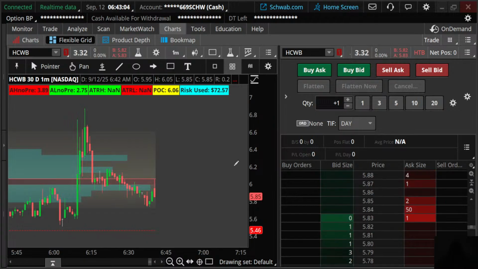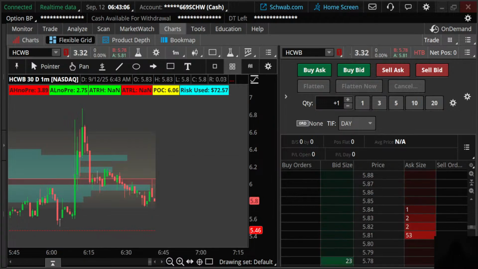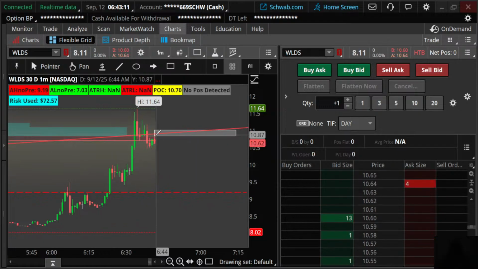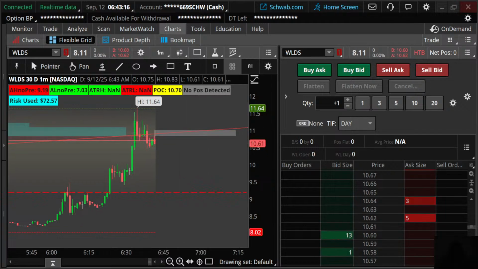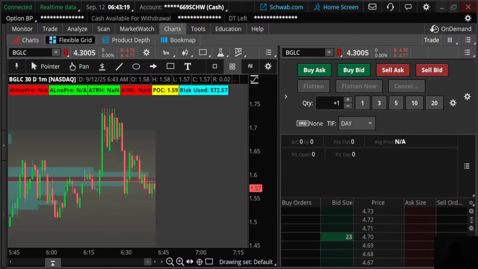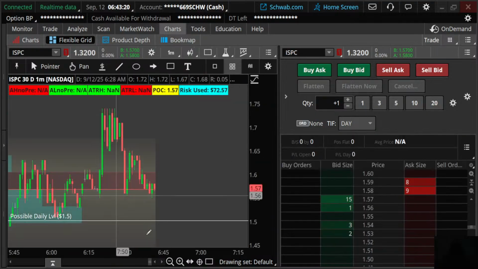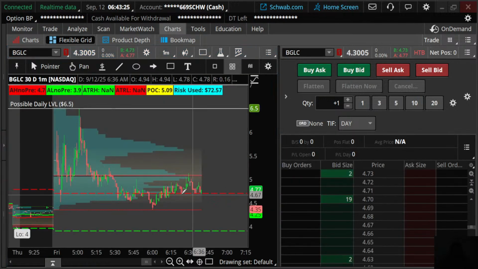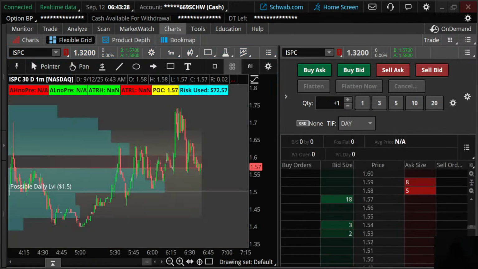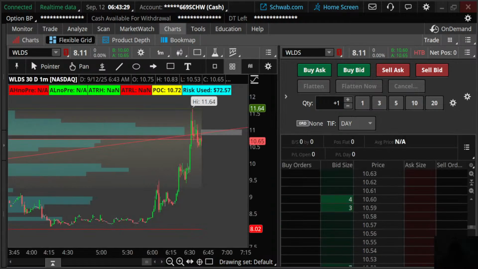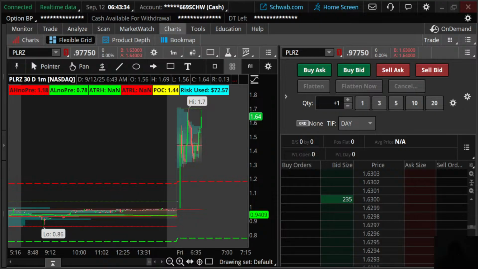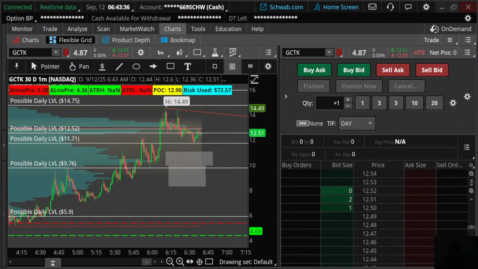HCWB was the next in line, but it has faded a little bit. It's up 74%. WLDS still struggling right there under this level here that we just saw all that volume come in. ISPC up 18%. Only 3 million shares traded, and then BGLC. No news today. So the only one with news today up here is PLRZ, and that's it.